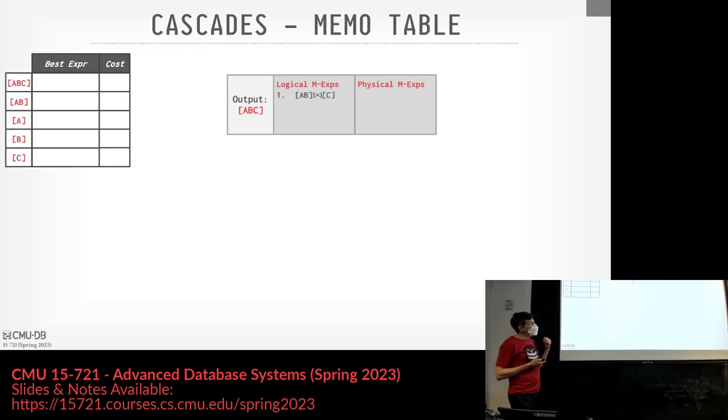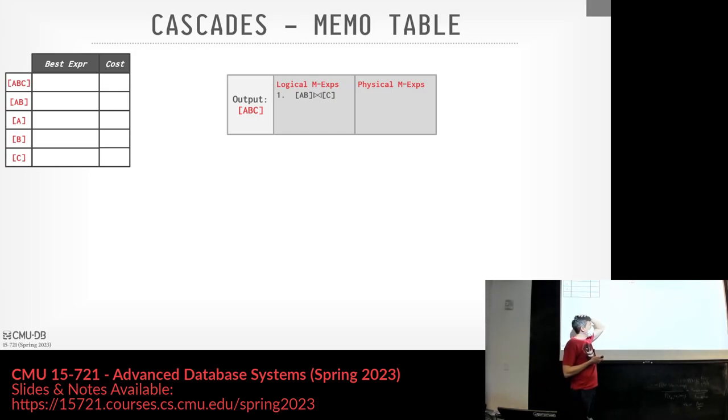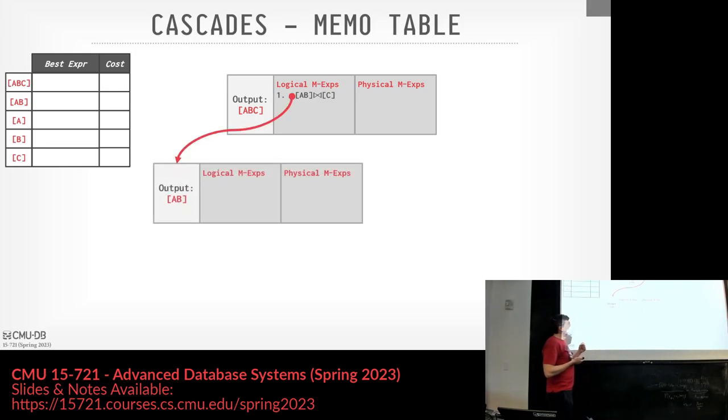All right, say the first transformation rule we would have is to convert the output we want into a logical expression, so AB with a join on C. Now I could have a transformation rule that says, I want to learn more about the cost of joining A and B. So I would have another group down here where the output is just A and B. And then the same thing: I can now do a logical multi-expression with A join B. And the brackets again mean this is the output that I want.